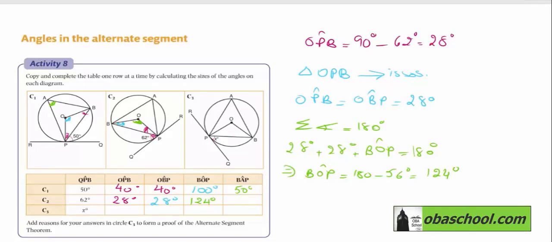Finally, BAP. We have discussed a rule in the previous tutorial that says that an angle located on the circumference facing the same arc of a central angle is half the amount of that central angle. And so BAP would then be equal to half of BOP, which means that it is half of 124 degrees, which then would be 62 degrees.